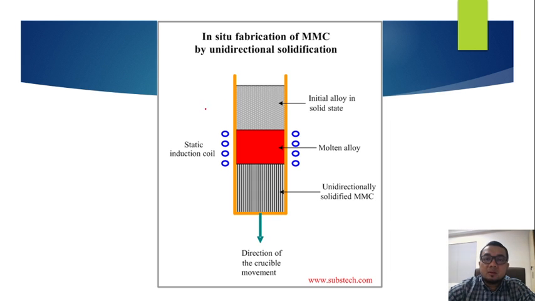So in situ fabrication of MMC by unidirectional solidification: this is the schematic diagram. This is the molten alloy, this is the unidirectional initial alloy in solid state. We will combine, we go through to the molten metal, and then this is what you get, unidirectional solidified MMC. And as you can see, here is what we call the preform. And then we go through to the molten metal, and you get the unidirectional.